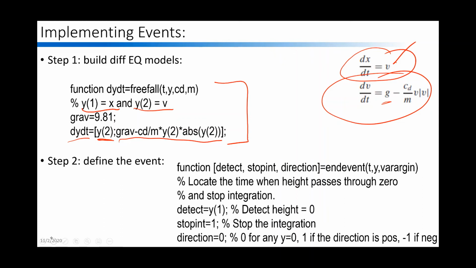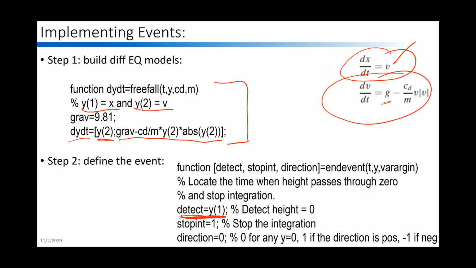The idea behind the event is we're going to need to tell MATLAB how to detect the height. It's going to be the location when the height passes through 0. So we're going to find this to stop when we hit 0. So we're going to use this detect command.